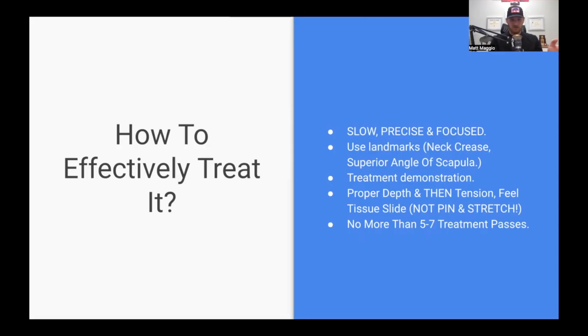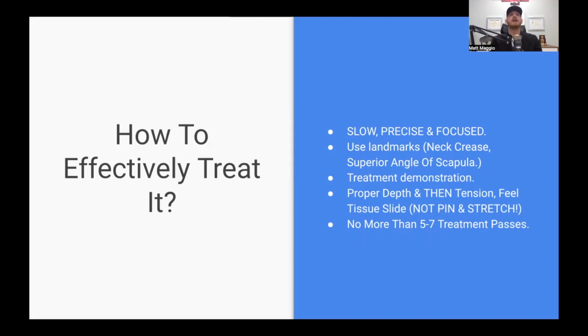So a couple take homes from the video. It's always proper depth and then tension. You want to feel the tissue slide. A lot of people look at this and they're like, oh, it's just pin and stretch, or it's myofascial release, or maybe it's ART. Sure, I guess. But the difference is in the details, getting it just right every single time.